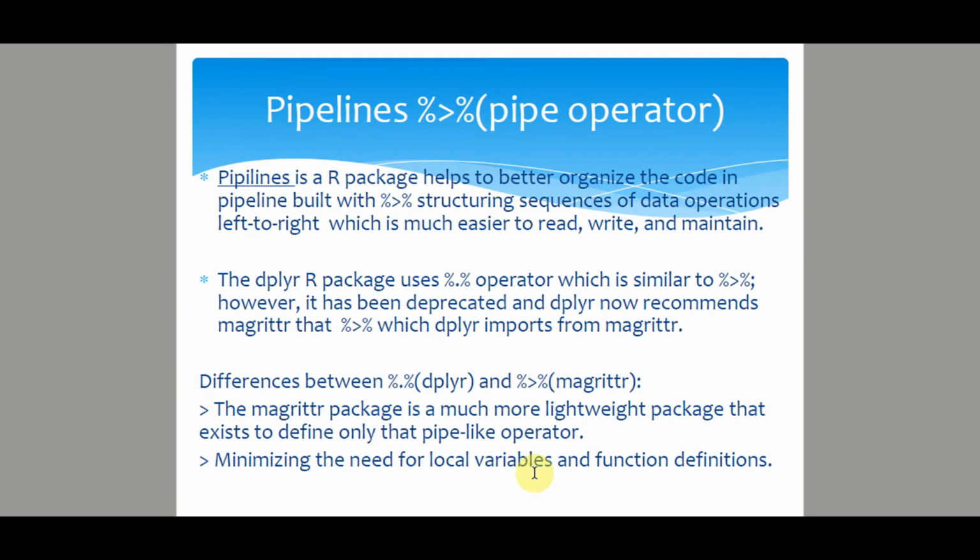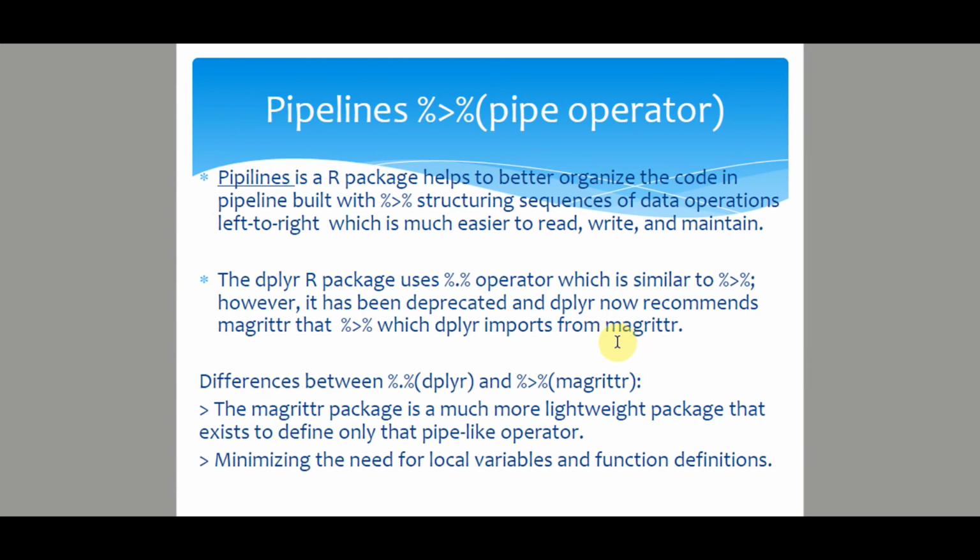Pipelines. The pipe is an R package that helps to better organize the code in pipelines built with %>%, structuring sequences of data operations from left to right, which is much easier to read, write, and maintain. The dplyr R package uses the %.% operator, which is similar to %>%. However, it has been deprecated and now dplyr recommends this %>%, which dplyr imports from magrittr.